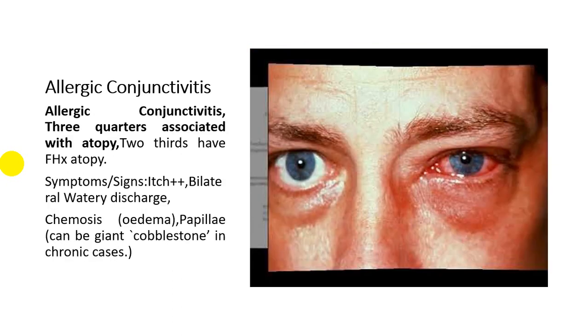Allergic conjunctivitis. Allergic conjunctivitis is associated with atopy. Patients have a family history of atopy, and signs and symptoms usually include itching, bilateral watery discharge, and chemosis. Papillae can be present. Sometimes in chronic cases there are giant cobblestone-like papillae.